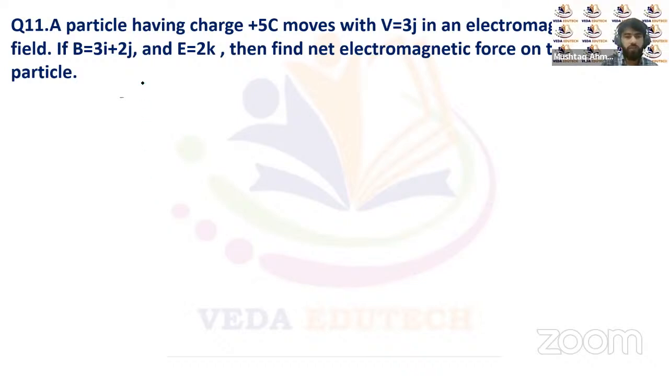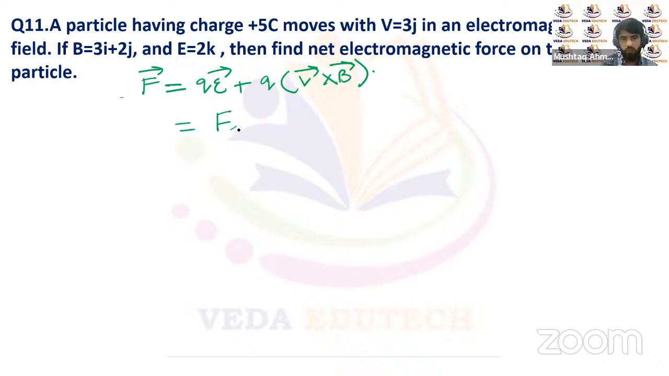Let's suppose in some region both the magnetic field as well as the electrostatic field are present. Then the net force will be the charge multiplied by the electric field, plus the charge multiplied by V cross B, which is the magnetic force. So the net force will be the net electrostatic force plus the net magnetic force, right? This will be the net resultant force vector of this charged particle.